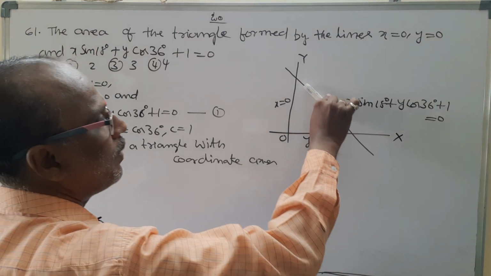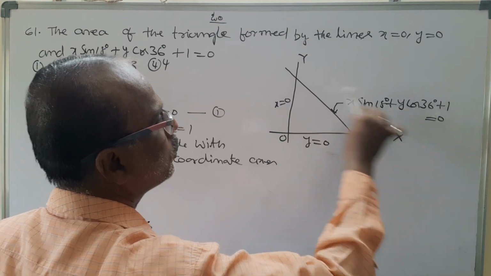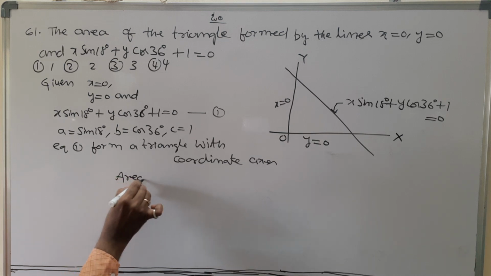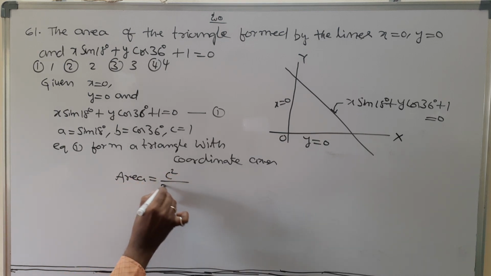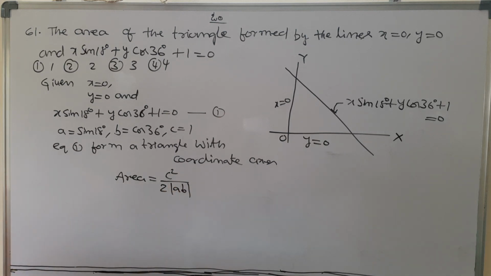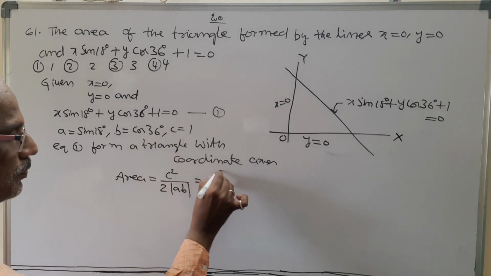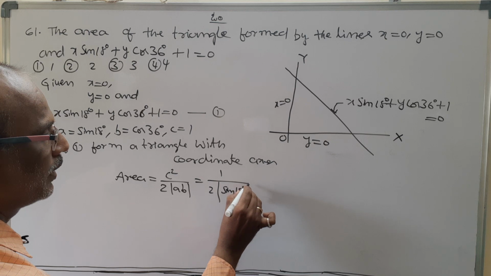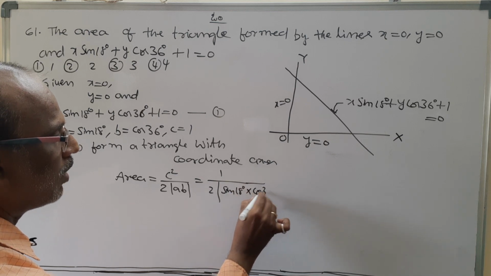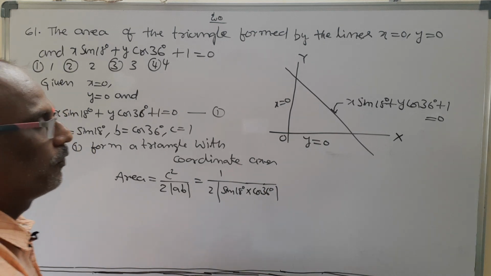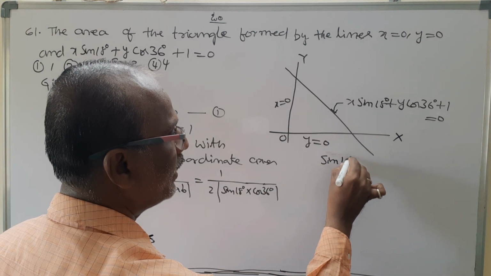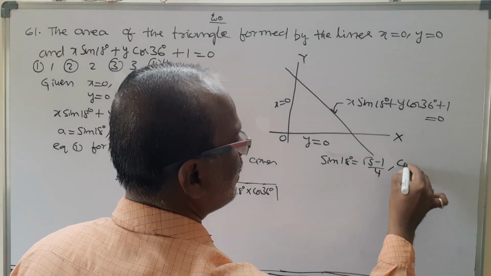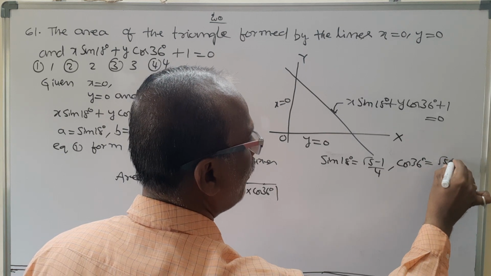If ax plus by plus c equal to 0 forms a triangle with the coordinate axes, the area is equal to c square by 2 mod ab. This is the formula. Here c value is 1, so 2 into mod of sine 18 degree into cos 36 degree. We know that sine 18 degree value is root 5 minus 1 by 4, and cos 36 degree value is root 5 plus 1 by 4.